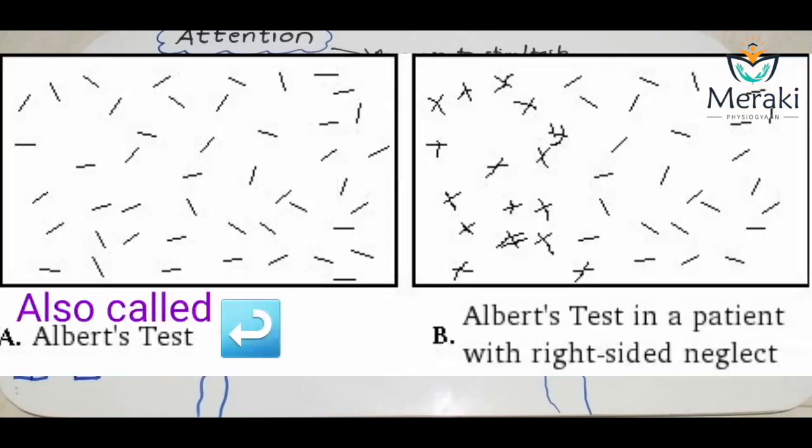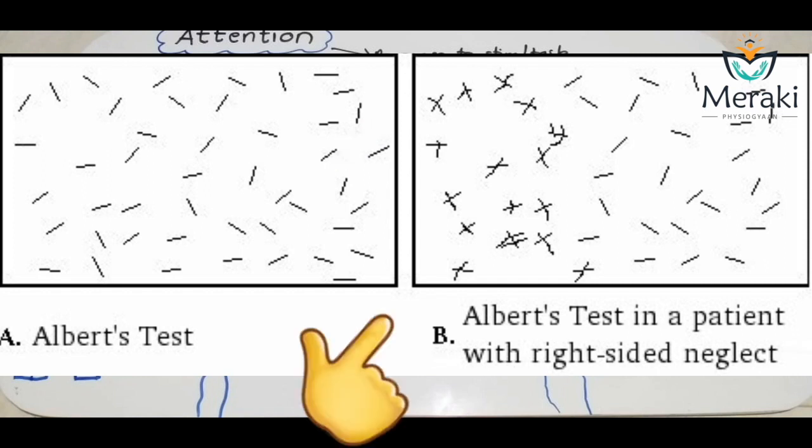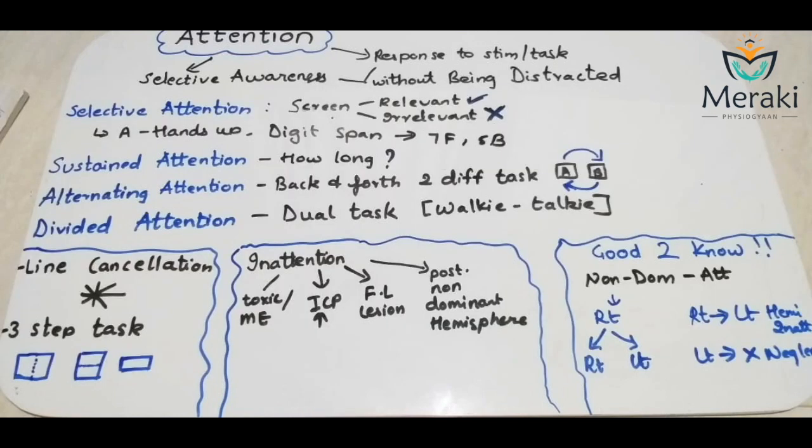In line cancellation, there are vertical and horizontal lines. You ask them to cancel them in between. This is also a good test for perceptual disorder. Some people with hemi-neglect may not cancel one half of the paper. Or you can also assess them by simply putting a dot at the center of the paper and asking them to bisect as many lines as they can. If a person has hemi-neglect, they will only draw lines in one half of the paper.